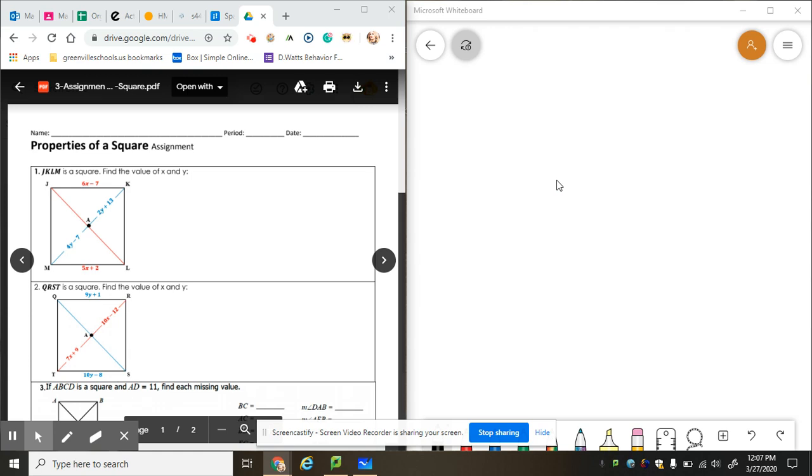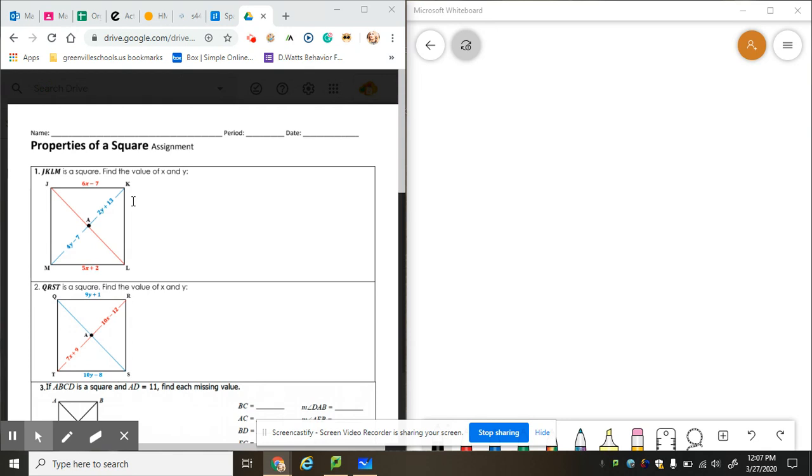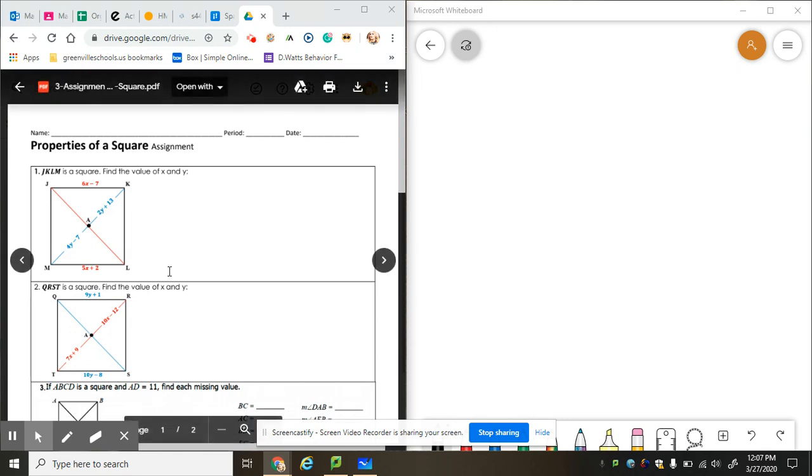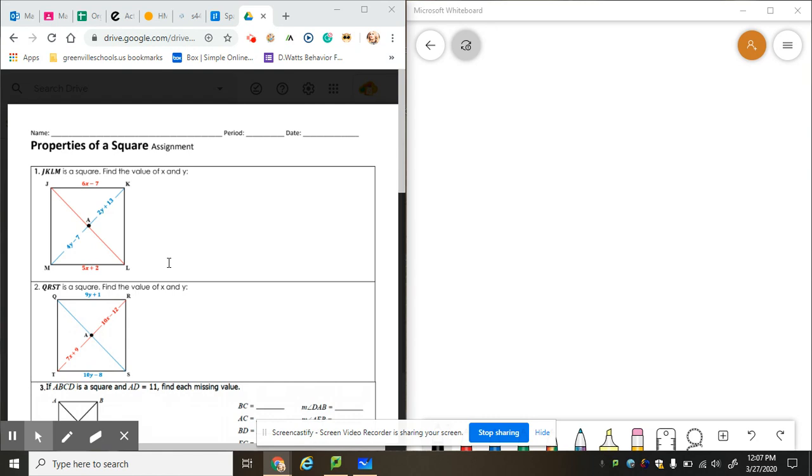Okay, so there are some properties of squares that you were assigned. Number one states JKLM is a square, so right away you know all the sides are equal to each other. Over here there is a 6x minus 7 and a 5x plus 2. Those two are equal to each other, so you can set them equal to each other, right?